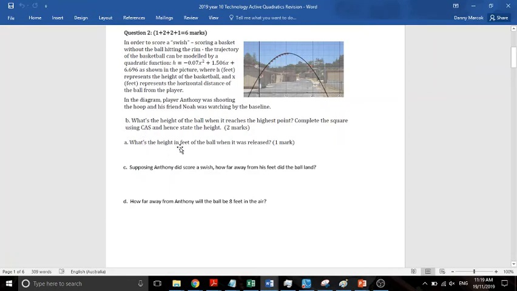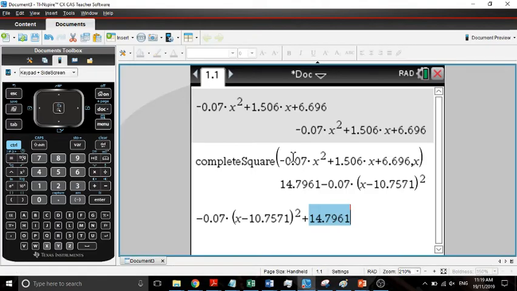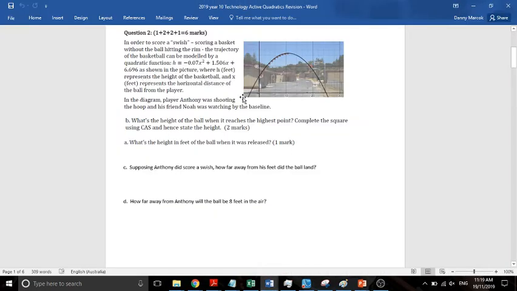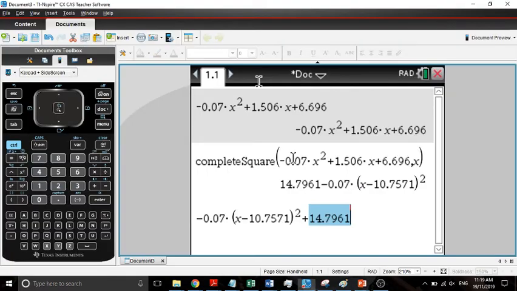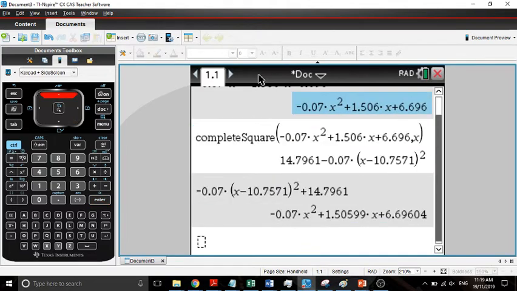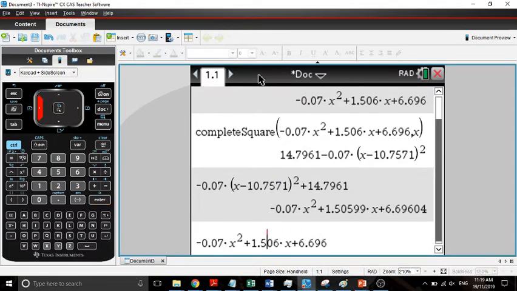Let's say part B, what is the height in feet when the ball is released? Well, we want to try and find the height here. Like it says, the ball gets released here. What is the height? What do we have to let x equal? Well, we've got to let x equal 0. So we'll press enter, go up to this thing, and instead of x, we're going to put 0.